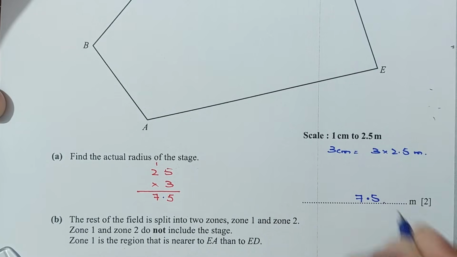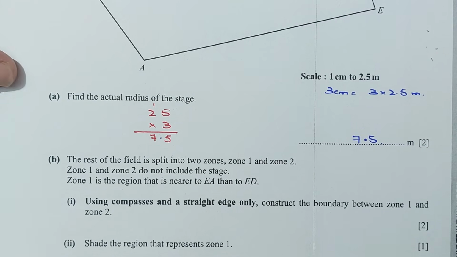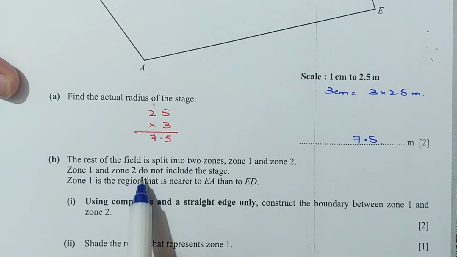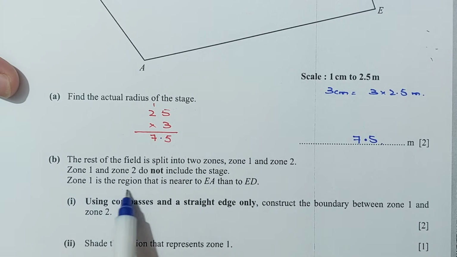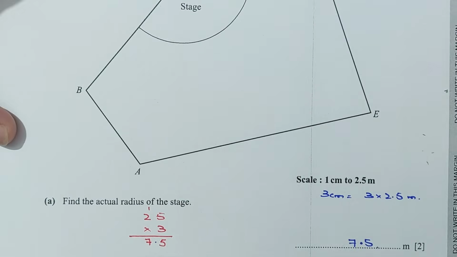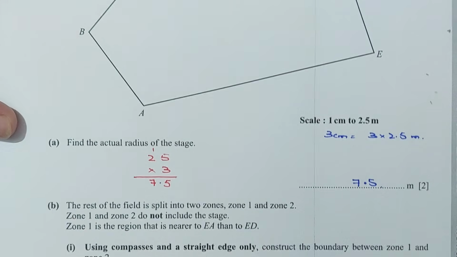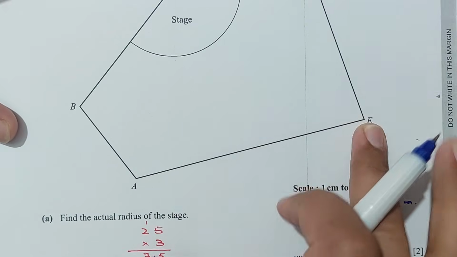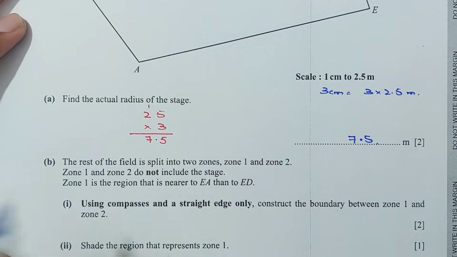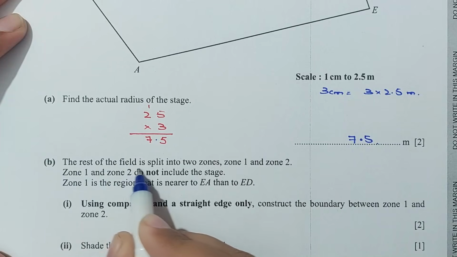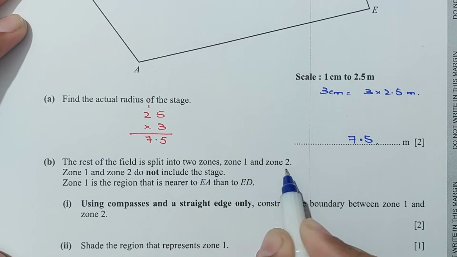Now for part B, the rest of the field is split into 2 zones, zone 1 and zone 2. Zone 1 and zone 2 do not include the stage. Zone 1 is the region that is nearer to EA than to ED. Let me read it again. The rest of the field is split into 2 zones, zone 1 and zone 2.